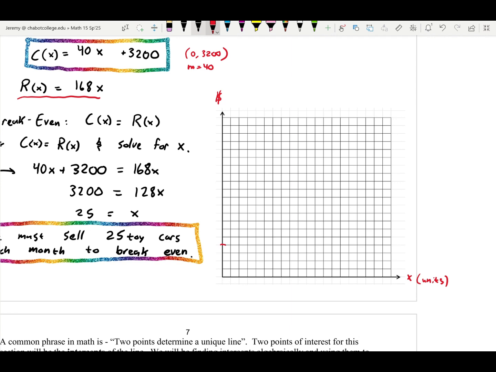Let's have this be 1,000. So 4 little tick marks up is 1,000. This will be 2,000, 3,000. So essentially what I'm doing is each little square represents $250.